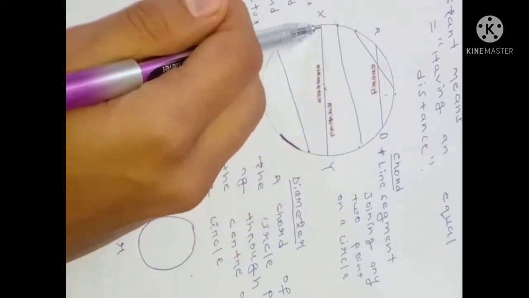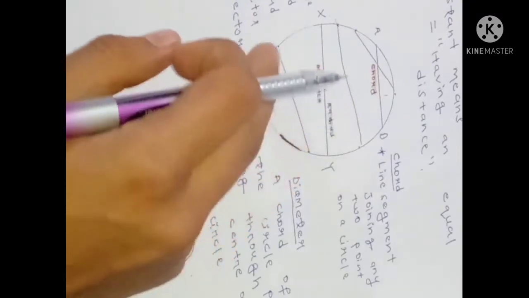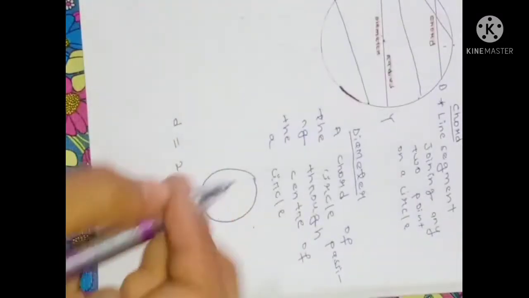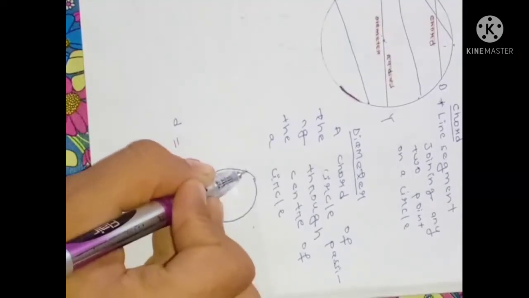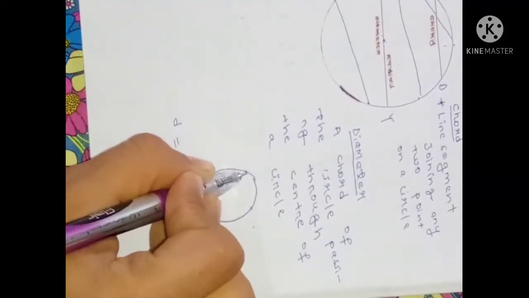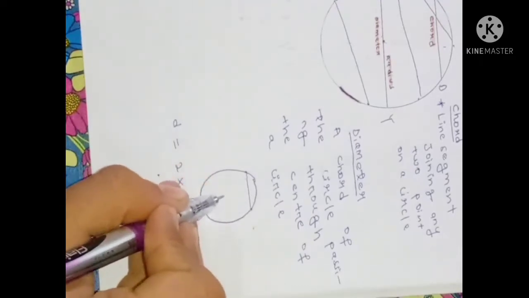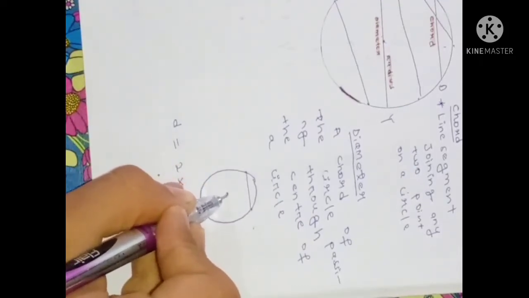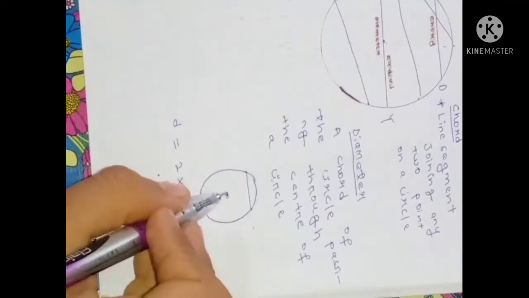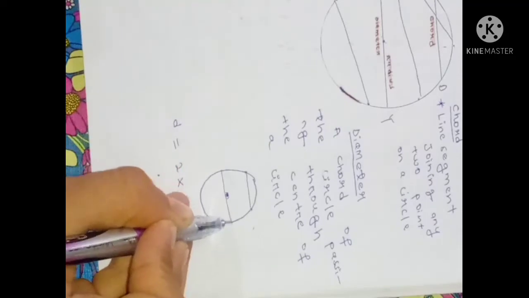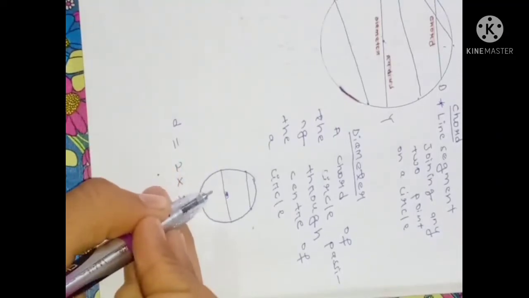And finally, when we draw a chord which is passing through the midpoint of the circle, for example, I have told you that suppose this is a point and this is a point, and when we join this, then this forms a chord. Now suppose this is the midpoint of the circle, and when a chord passes through the midpoint of the circle, this is called diameter.